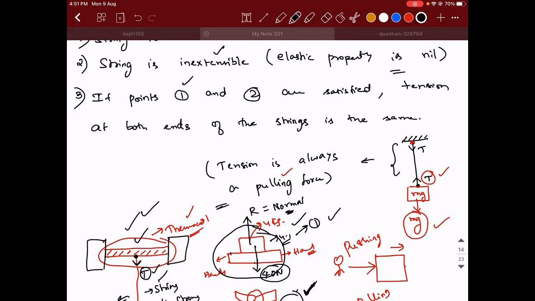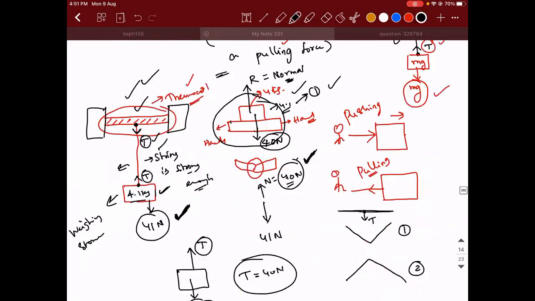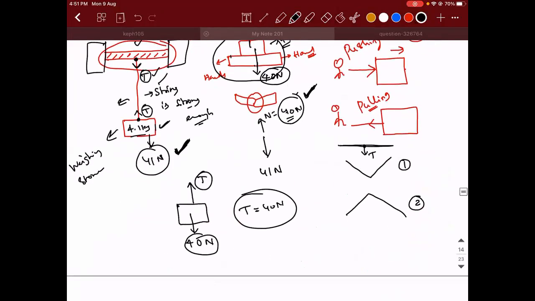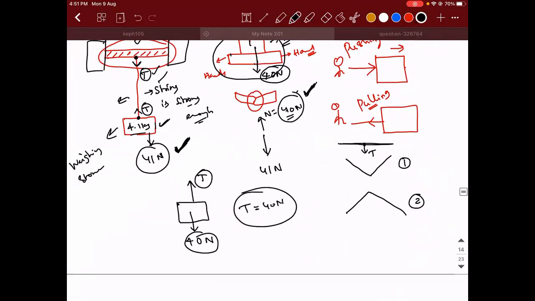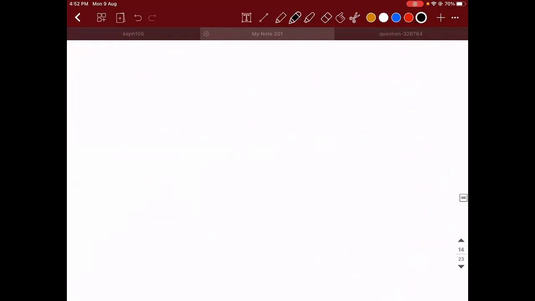Guys, are you able to understand? Sir, please tell me, what will happen if two strings are attached on either ends of the weighing stone? You mean to say there is another string connected here? No, sir, from the thermocol itself, but two strings on either ends of the weighing stone. Okay, I understand. This is what you're asking.